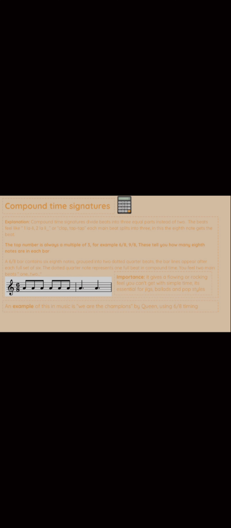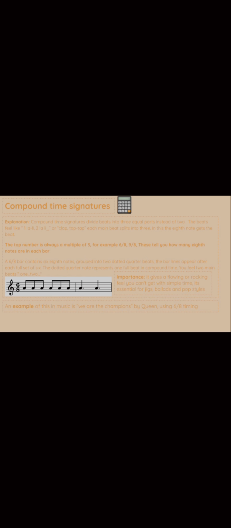Then we move on to compound time signatures. Compound time signatures divide beats into 3 equal parts instead of 2. The beats feel like clap, tap, tap, clap, tap, tap. The main beats split into 3. In this, the 8th note gets the beat. The top number is always a multiple of 3, for example, 6/8 and 9/8. These tell you how many 8th notes are in each bar.